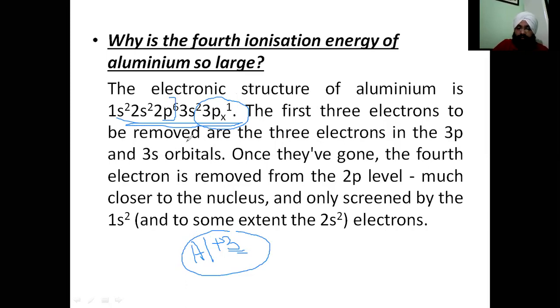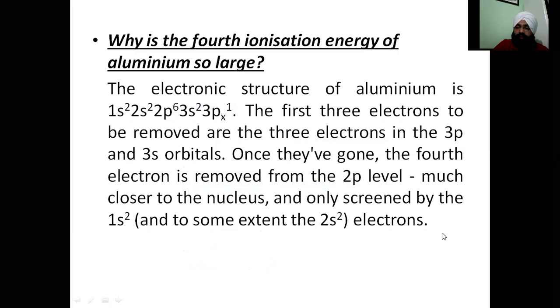So the first 3 electrons removed are the 3 electrons in 3p and 3s, which have less penetration effect, less penetrated. So once we go to the fourth electron, it is to be removed from 2p, which is much closer to the nucleus and is under the impact of large nuclear charge. So it is difficult to remove the fourth electron.